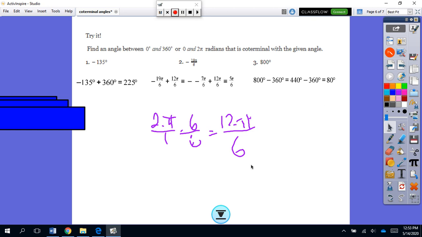Okay, so you have 2 assignments for this lesson. One doing a maze finding coterminal angles for degrees, and one doing a maze finding coterminal angles for radians. Please make sure you show the work when you submit the assignment.